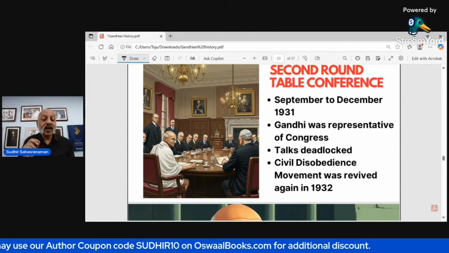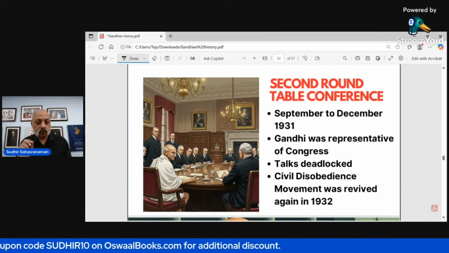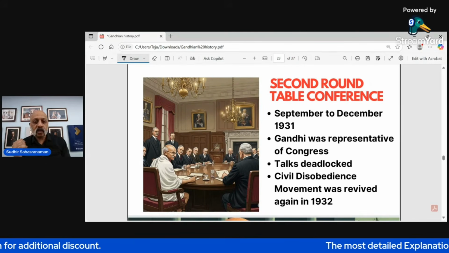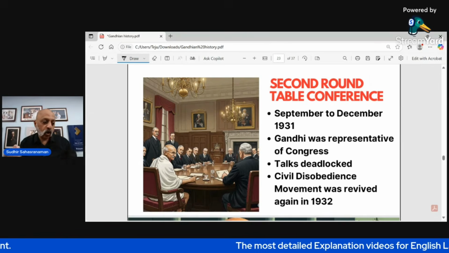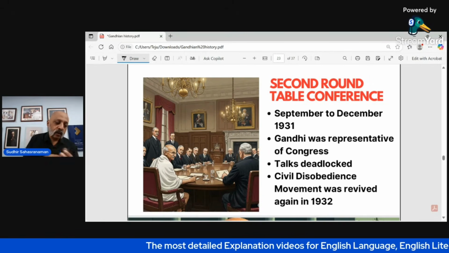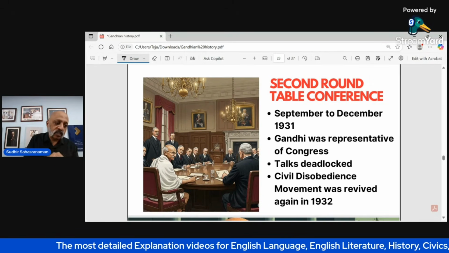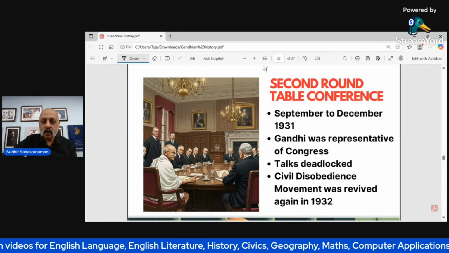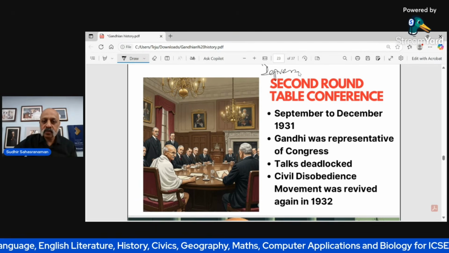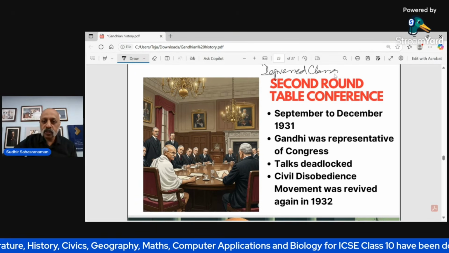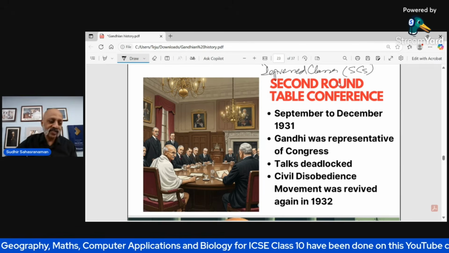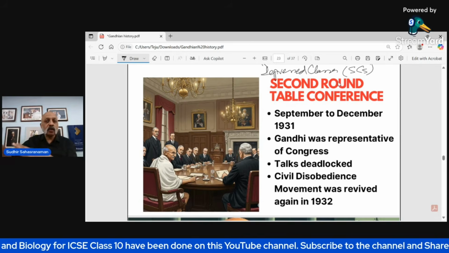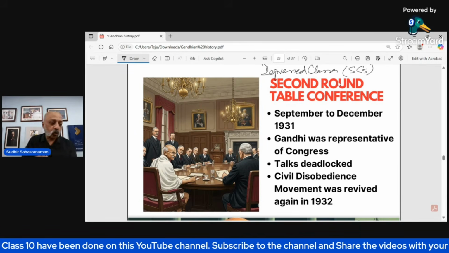Now, what happened at the second roundtable conference? It happened from September to December 1931. Mahatma Gandhi was the representative of the Congress. The talks were deadlocked basically on the minorities issue, because Muslims and the depressed classes, what we now call the Scheduled Castes, the SCs, and Anglo-Indians all wanted separate electorates. Mahatma Gandhi did not want this divide and rule kind of thing.